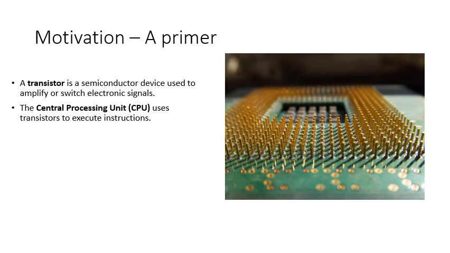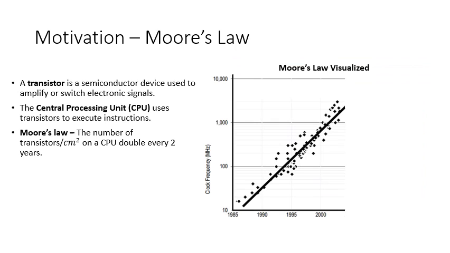The central processing unit, which is the brains of your computer, uses billions of these transistors to carry out commands you provide to it, such as opening Google Chrome or turning off the computer. Moore's law states that as transistors get smaller and smaller, the number of transistors we can fit on a CPU increases exponentially.